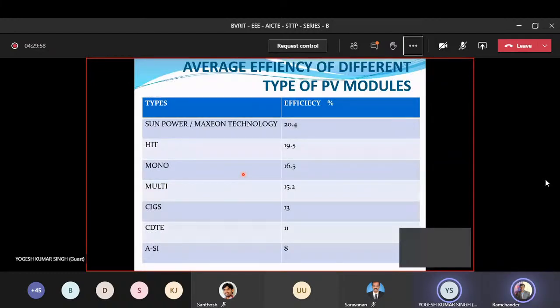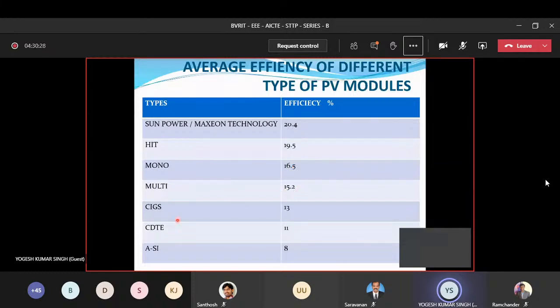Yeah, so we will continue. We discuss the average efficiency of the different types of module. There are different types of technology available in the module, like SunPower, where the efficiency is around 20.4%. Then we have the HIT, the efficiency is around 19.5%. Then we have the monocrystalline module, the efficiency is around 16.5%. Then we have the multi-crystalline technology, the efficiency around 15.2%.